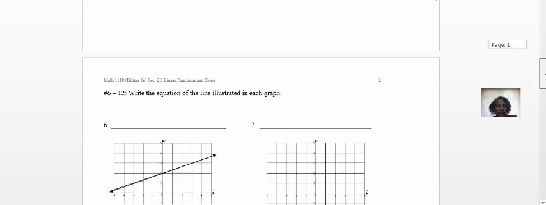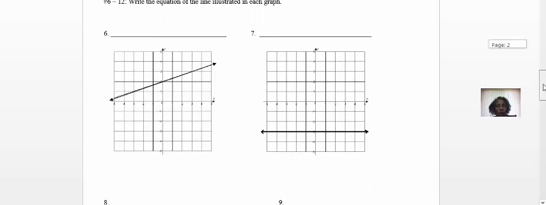All right, let's look at number 6 through 12, where I want to write an equation for each line illustrated in each graph. Now, when I look at this first equation, I can see that here's my b, and I can see that b is 2. I can see that I'm hitting the y-axis, if I'm on this line, at y equal to 2. So my y-intercept has a y-coordinate of 2.